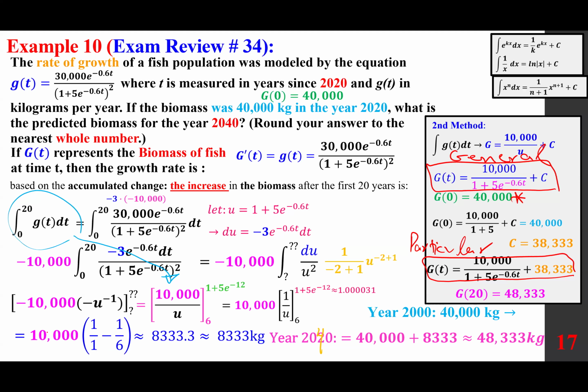The thing I want to add is this, everybody. As I mentioned before in other examples, the advantage of this is if they ask you what is the biomass in, let's say, 2045, with the first process you have to repeat the integration. But if you have this one, just replace the t with 25. So 2045, replace it with 25. So it makes it that much easier. Okay.